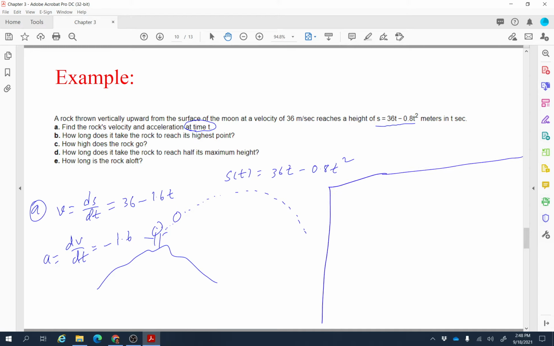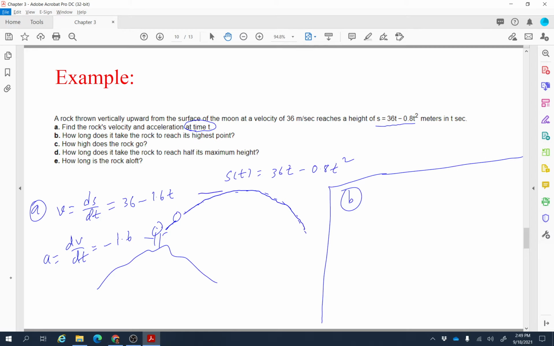Okay, let's do part B. Part B is, how long does it take the rock to reach its highest point? Look here, the rock is traveling on this path, and then after some point it will reach the highest point. For example, let's say it's going here and then coming down.